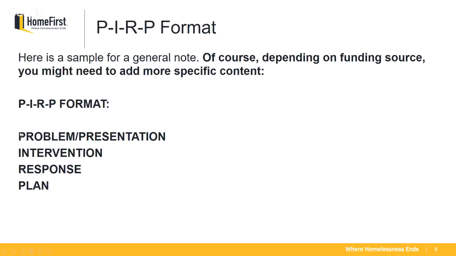So the first P stands for problem or presentation. The I stands for intervention. What you did as staff, how did you intervene? What services did you provide? And the third one is the response. How did the participant respond? Did they agree? Did the intervention work? Were they happy? Were they not happy? Did they walk away?